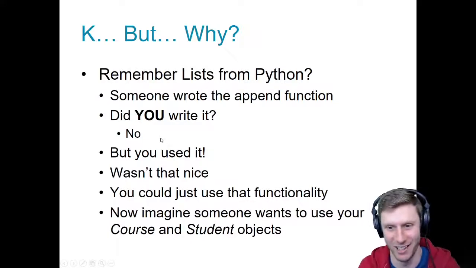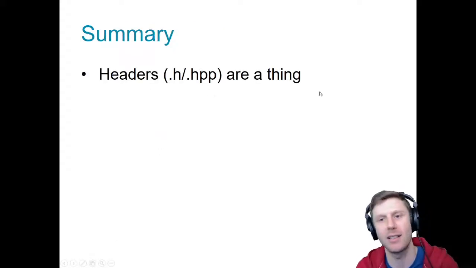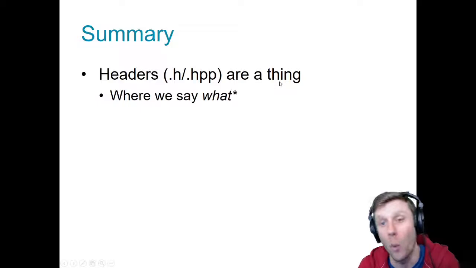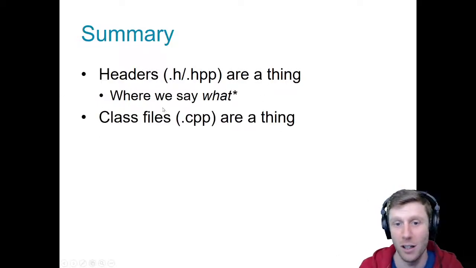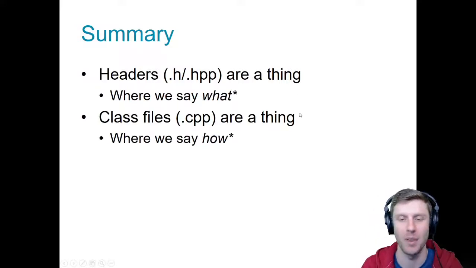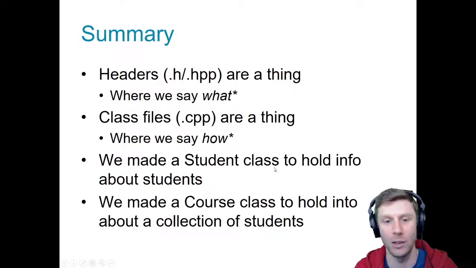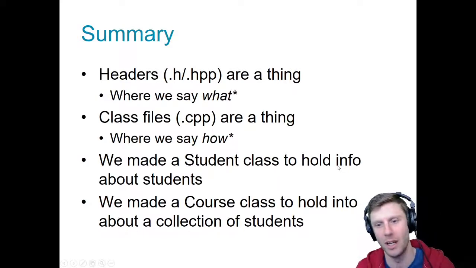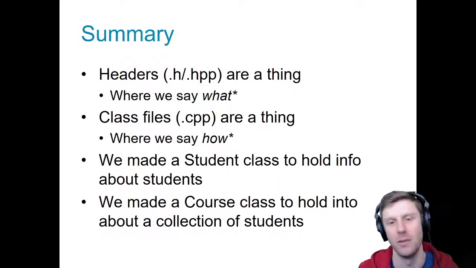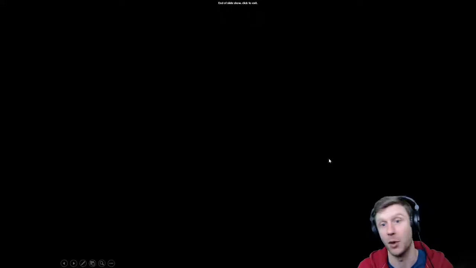That's the motivation. So, summary: headers, those are things. That's where we say what happens, asterisk, because that's going to change a lot soon. We've got our class files. These are things. This is where we say how, again, asterisk. And we made student classes to hold info about students and a course class to hold and kind of manage the collection of students. And then we interacted with them. Cool.